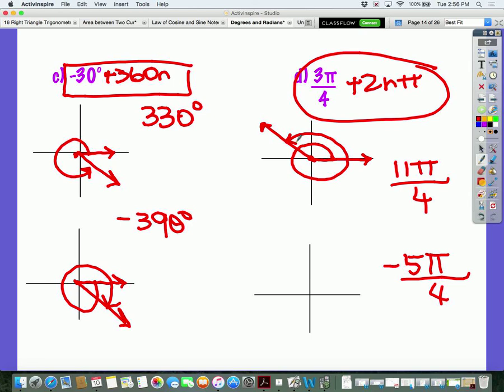After Monday, hopefully we won't have to worry about any converting. You just know. And there you go. There's the other coterminal angle. Questions?